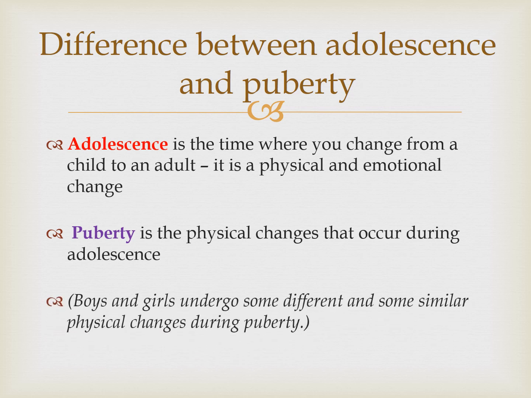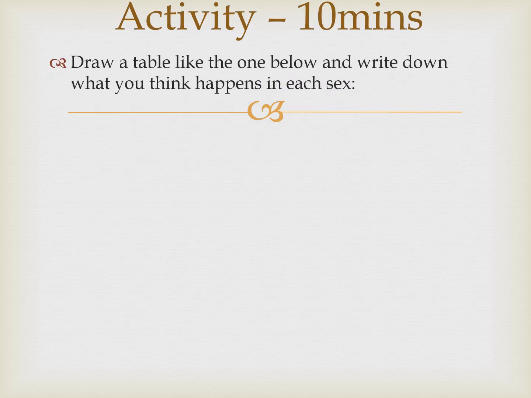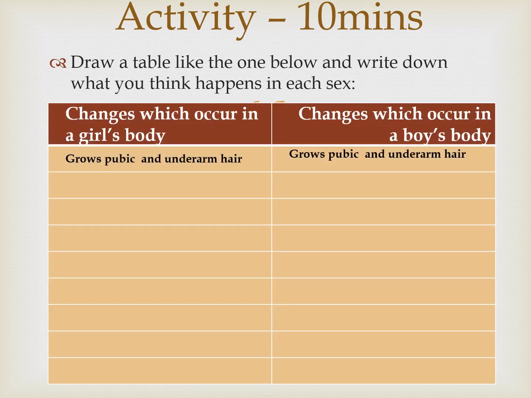So boys and girls will undergo some different changes, but also some similar changes during puberty, and we'll discuss both of those. So, draw a table and have boys on one side and girls on the other. And what I'd like you to do is write down what you think happens in each sex, so in male and female during puberty. What actually happens? So, I'll give you your first one. Changes that occur in a girl's body: girls grow pubic hair and underarm hair during puberty. And changes in a boy's body: they also grow pubic hair and underarm hair during puberty.